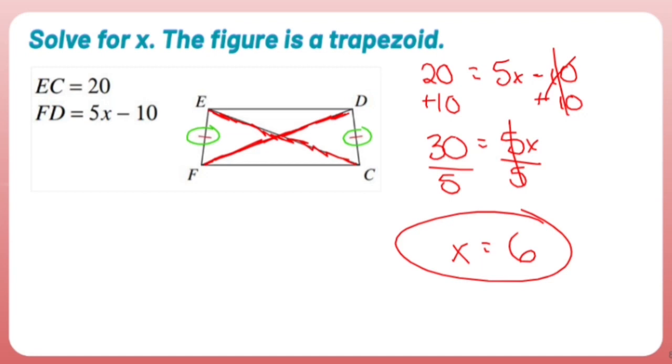So there you go. Isosceles trapezoid because these two guys are congruent, which means the diagonals are also congruent. Bada bing!